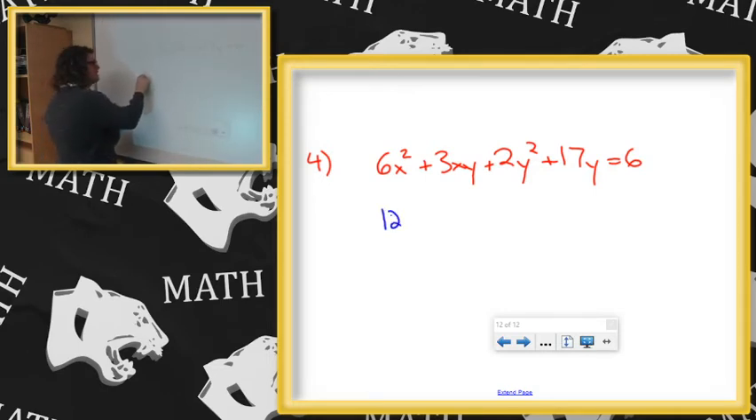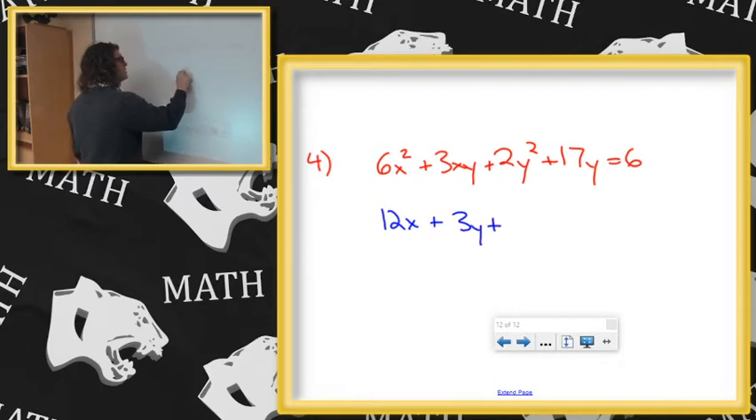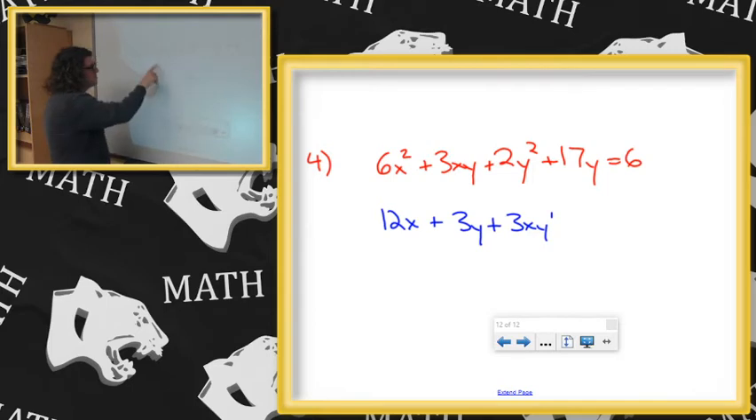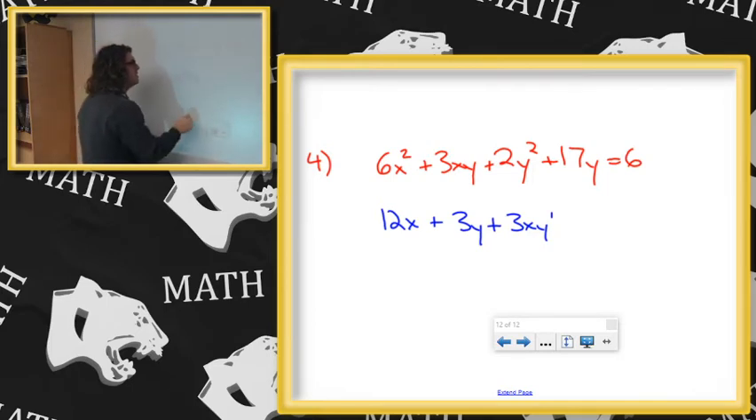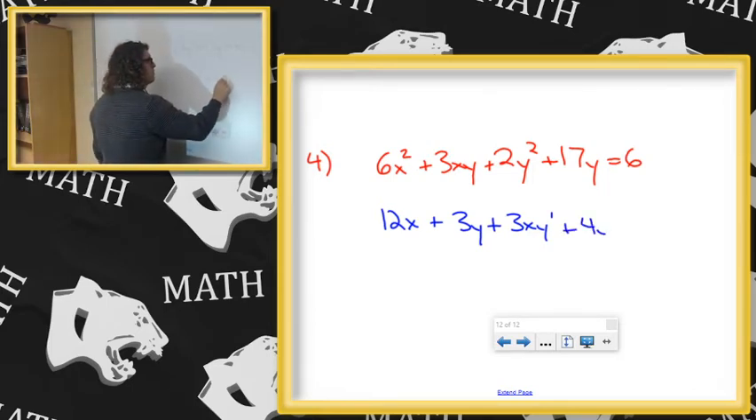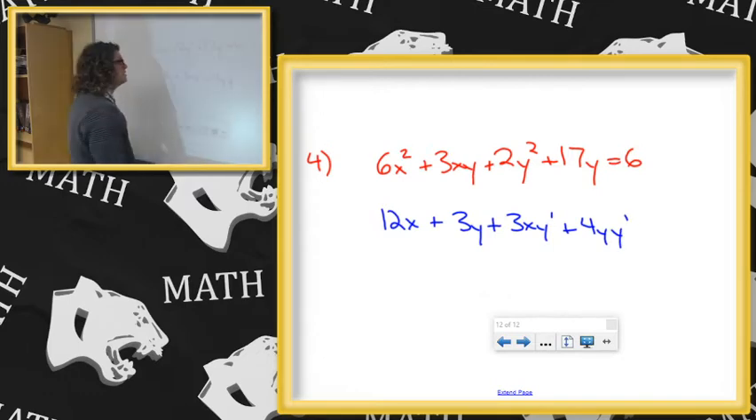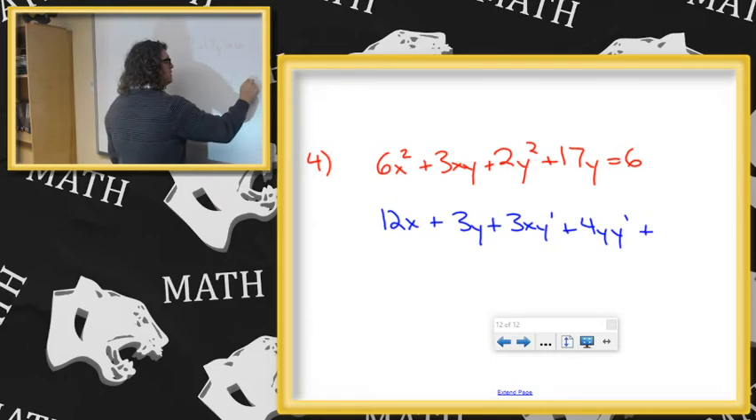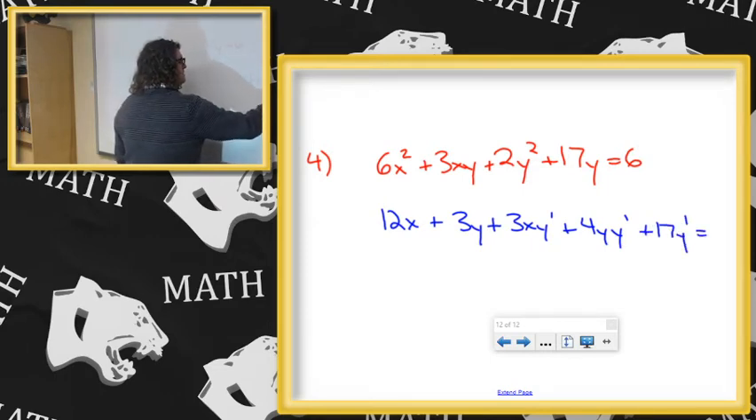First part is just going to give us 12x. Next part is going to give us 3y plus 3xy prime. It's a product rule, so I took the derivative of the x first, took the derivative of the y second, plus 4y prime. So the 2 comes down, leave the inside alone, times the derivative of the inside gives you that y prime, plus 17y prime is equal to 0.